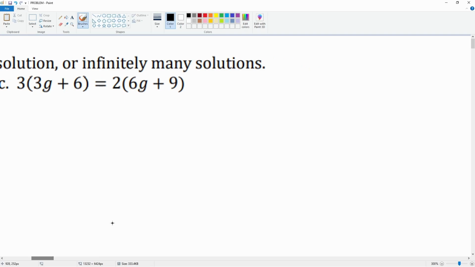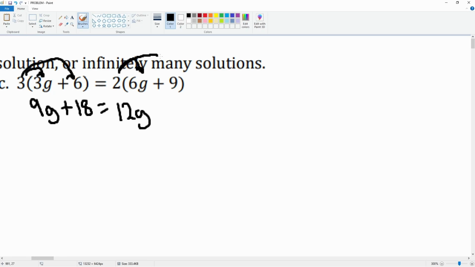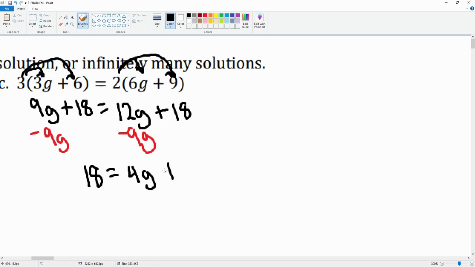All right, let's look at C here. Let's distribute this in. This gets you 9g. 3 times 6 is 18. 2 times 6g gets you 12g. And 2 times 9 gets you 18. Okay, we're going to subtract 9g from both sides. This gets you 18 is equal to 4g plus 18. We subtract 18 from both sides. This cancels.